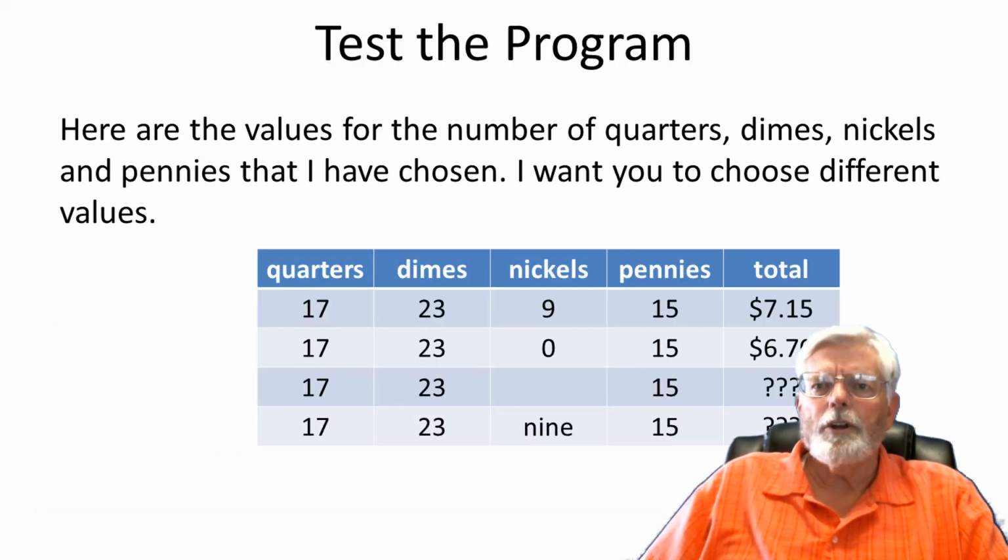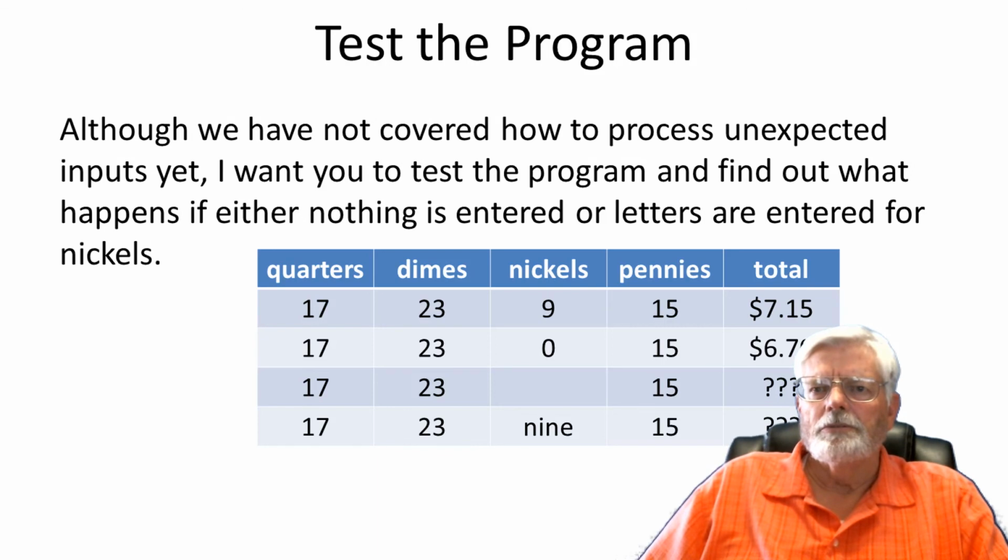Here are the values for the number of quarters, dimes, nickels, and pennies that I have chosen. I want you to choose different values. The first 2 rows should work okay. I want you to test the program when at least one of the values entered is 0. Although we have not covered how to process unexpected inputs yet, I want you to test the program and find out what happens if either nothing is entered or letters are entered for nickels.